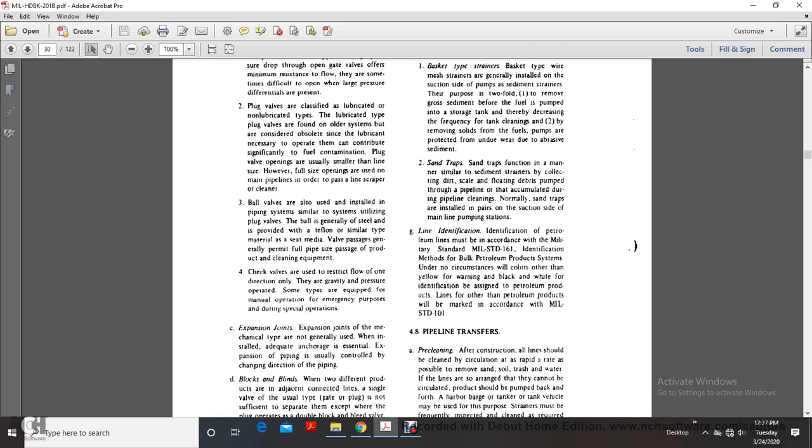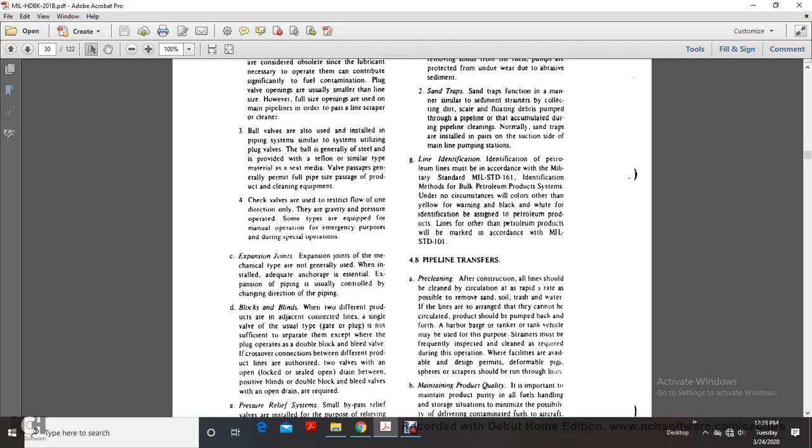Alright, line identification. Identification of petroleum lines must be in accordance with Military Standard 161. Identification methods of bulk petroleum product systems are in no circumstances to use a color other than yellow, with warning in black and white for the identification sign with the petroleum product. Lines other than petroleum products will be marked in accordance with Military Standard 101.